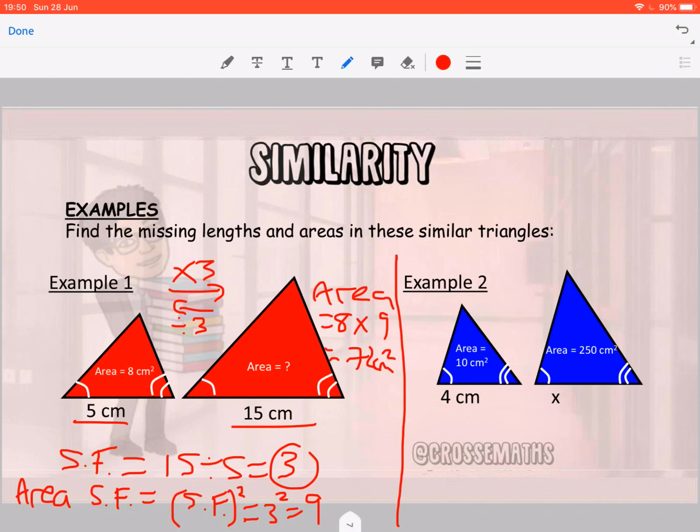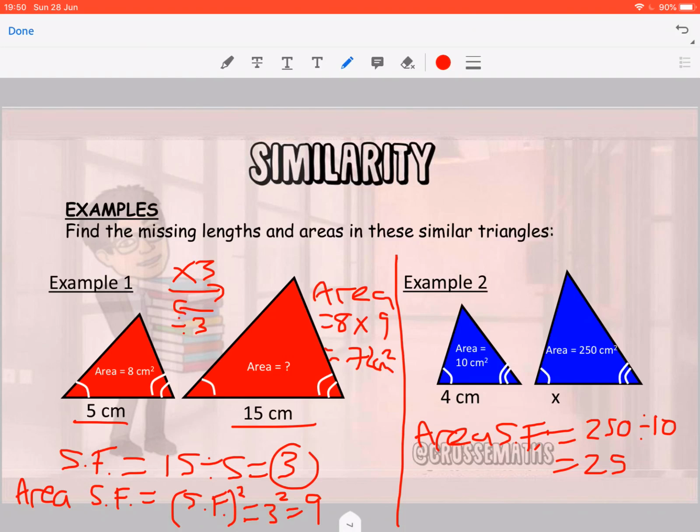Now over here is exactly what I was just talking about. Okay, you'll notice on the right hand side we haven't been given lengths. Okay, we've been given areas. So I've got my area scale factor to work out. If I take my 2 and divide them, 250 divided by 10 gives me 25 as an area scale factor.